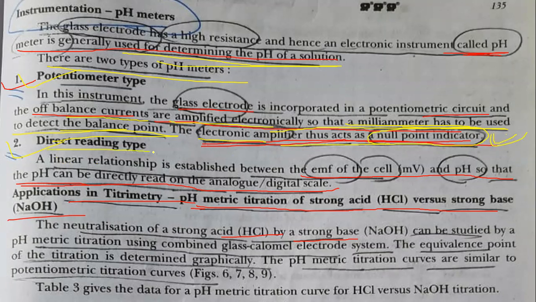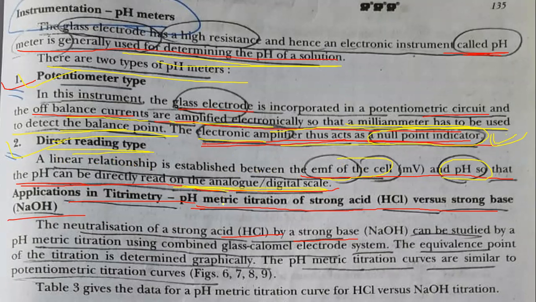In the direct reading type, a linear relationship is established between the EMF of the cell and the pH of the solution. So the pH can be read directly on the analog or digital scale. It can be read directly on the screen. So this is how it is possible.